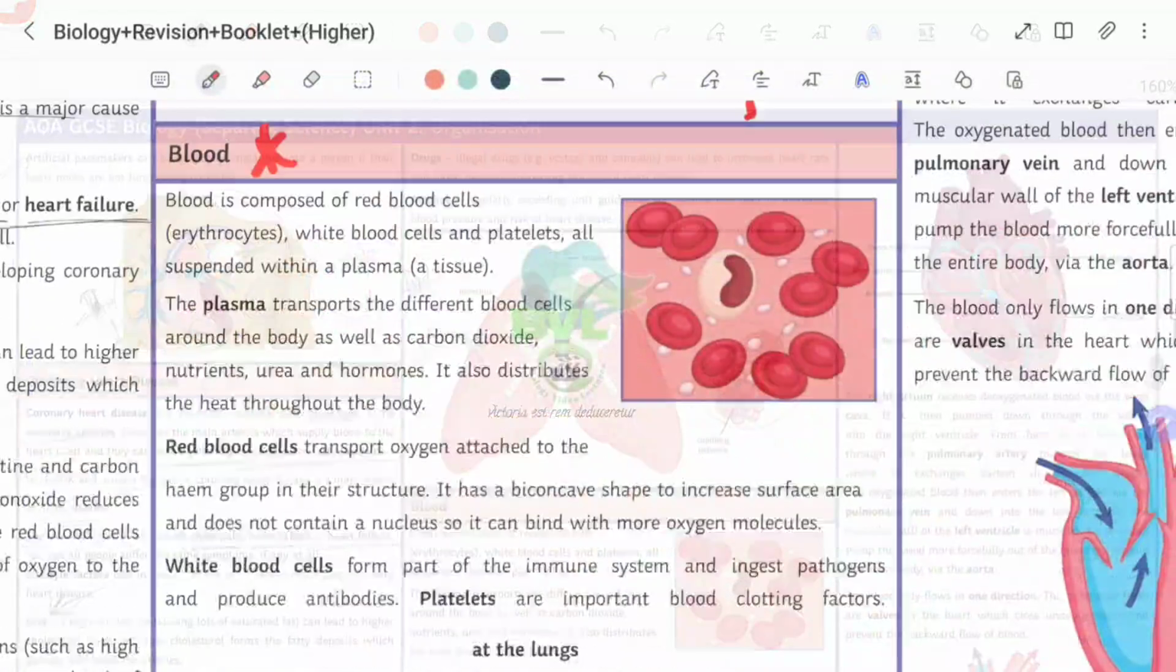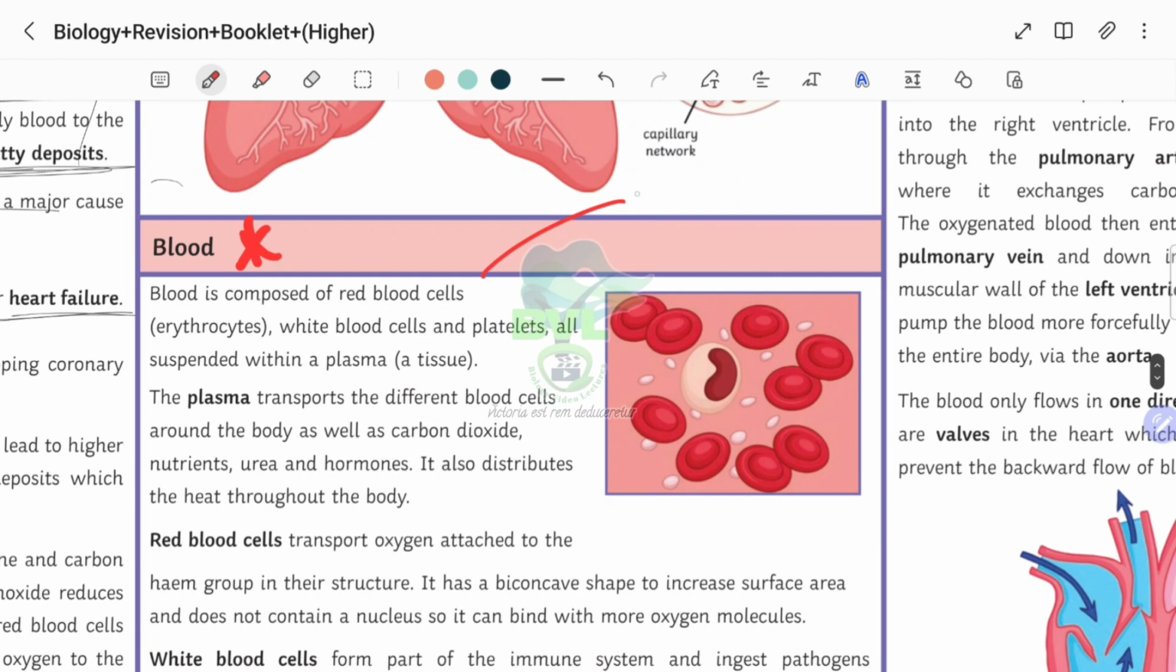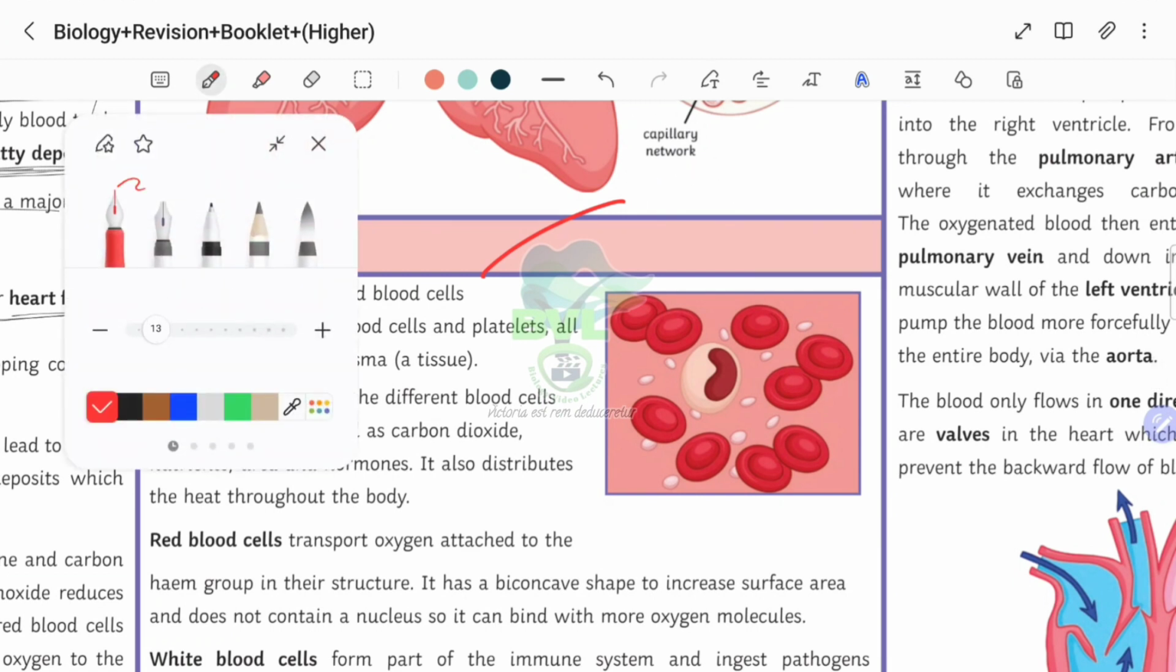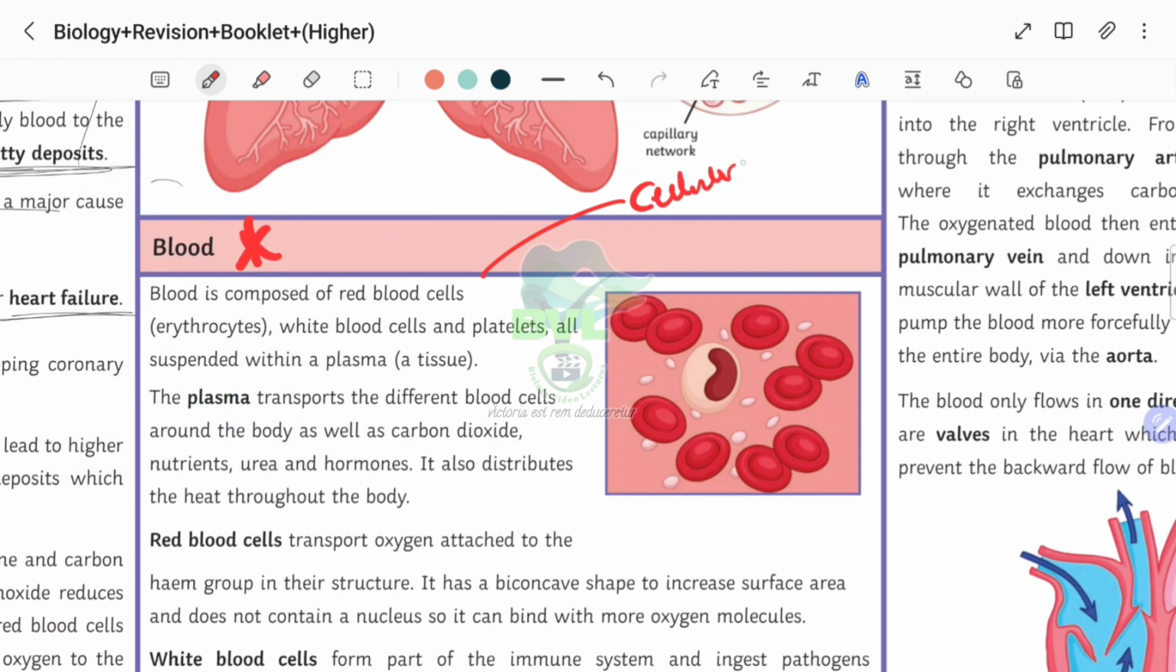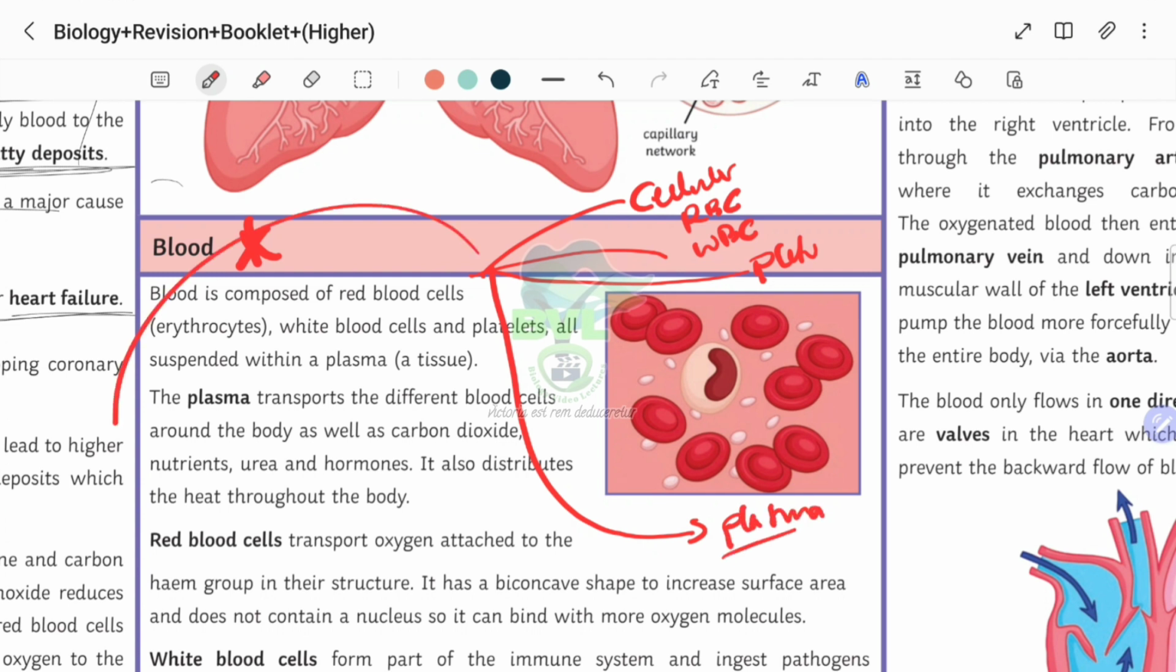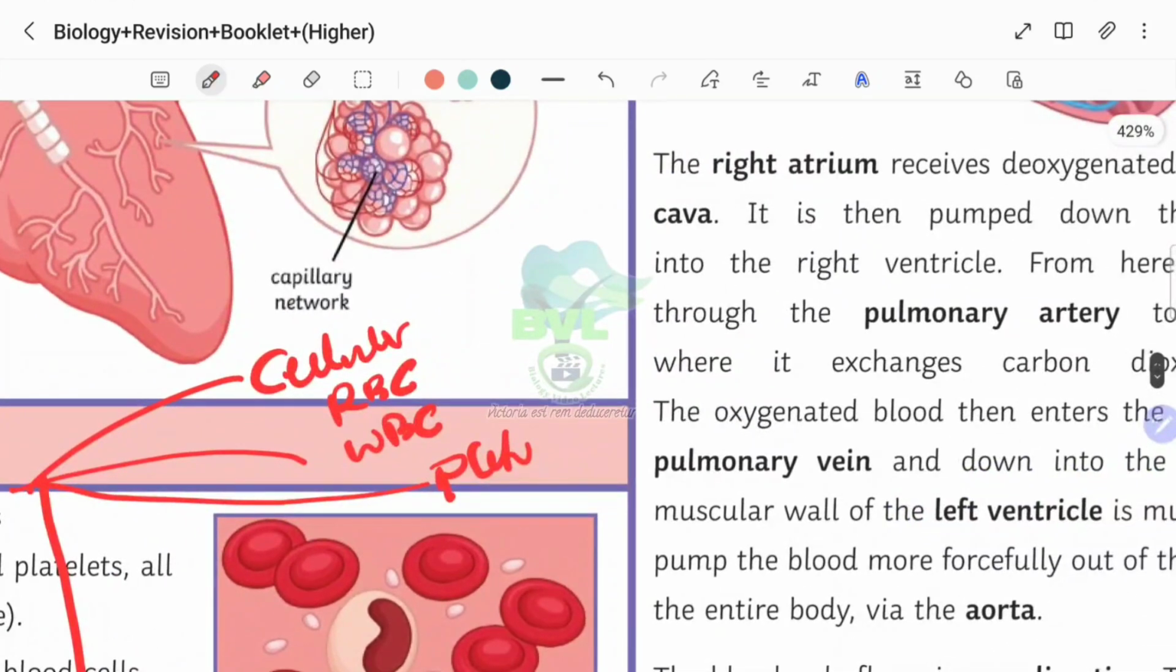Okay, blood has two components: the cellular component, which is the red blood cells, white blood cells, and the platelets. Then the non-cellular component, which is the plasma. So if you actually take out time to read, that's what you're going to see. Now, quickly, it's very important for you to remember some few stuff here.